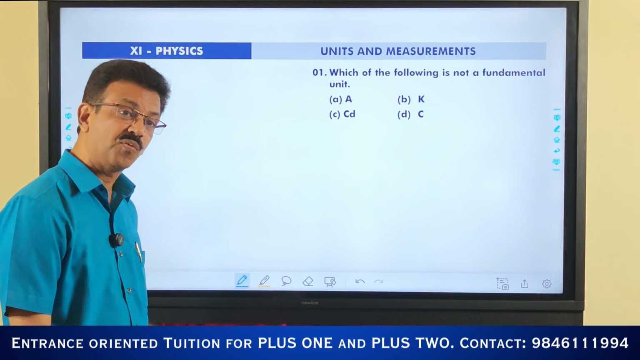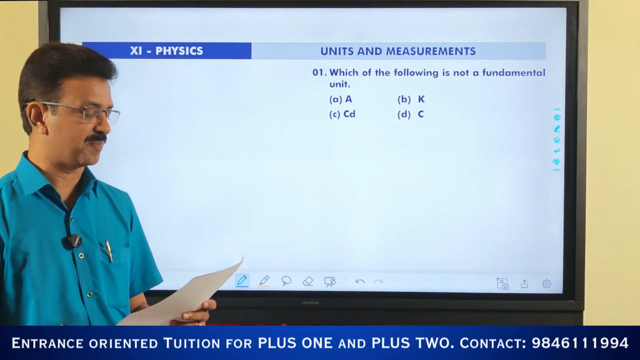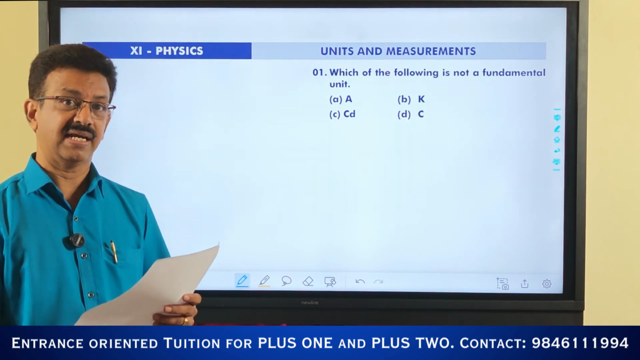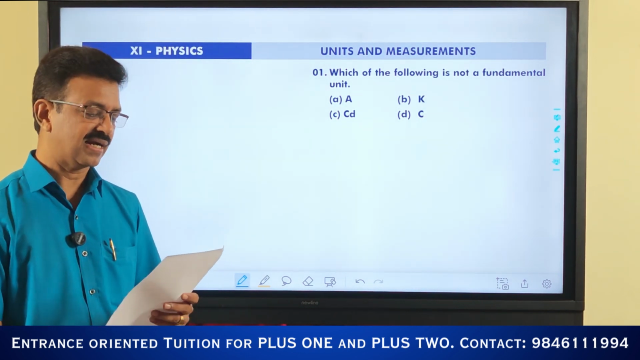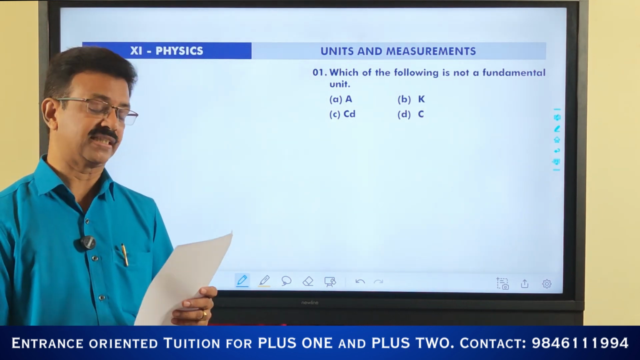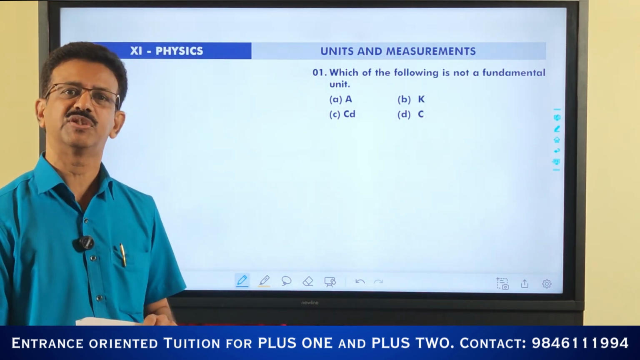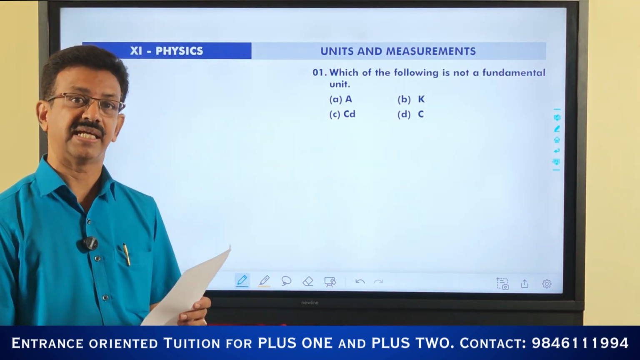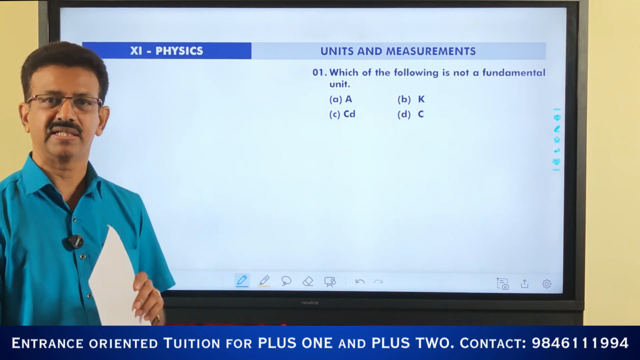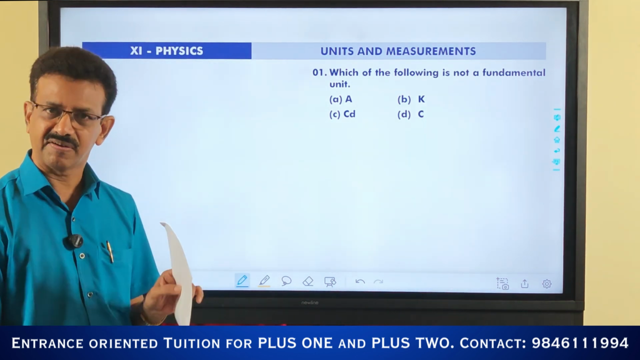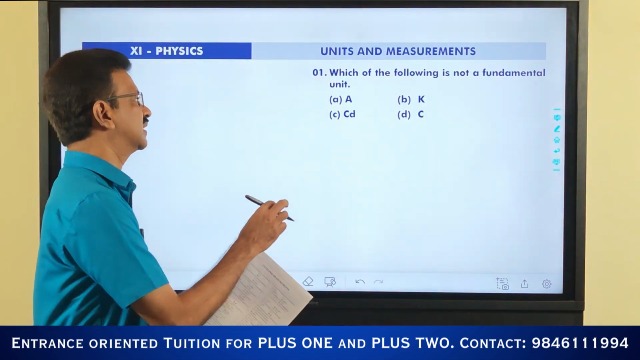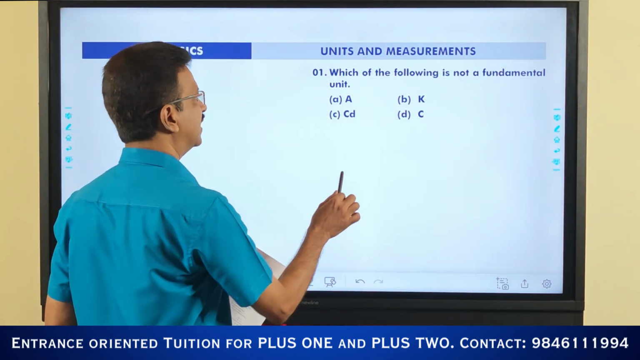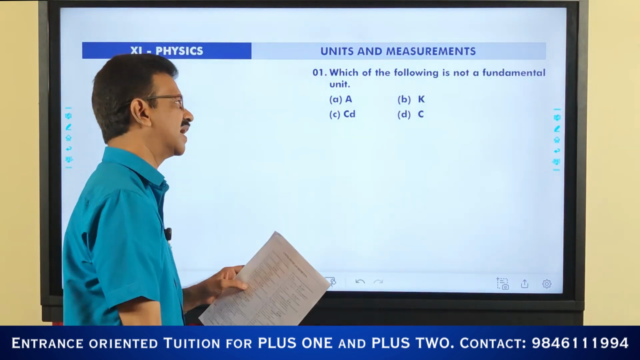Here, the question is, which one is the fundamental unit? First one is A for ampere. Second one, K for Kelvin. Third one, candela. All these three, the A, B, and C choices, are fundamental units. The last one is capital C, which represents coulomb. It's not a fundamental unit. Therefore, as far as the first question is concerned, A, B, and C are fundamental units. C, coulomb, is not a fundamental unit.